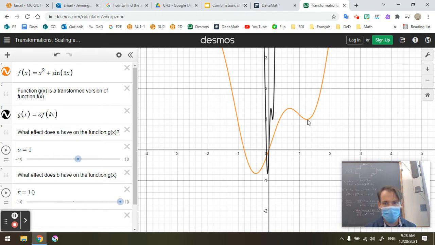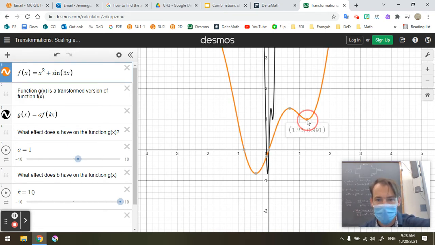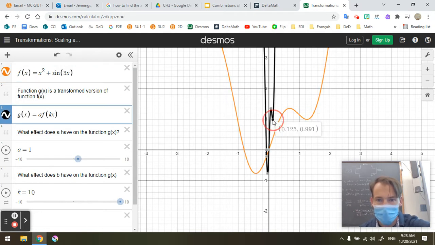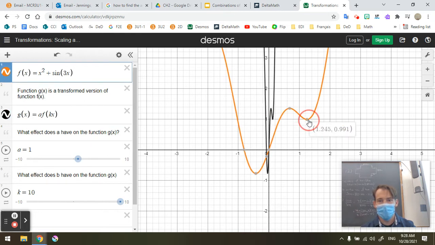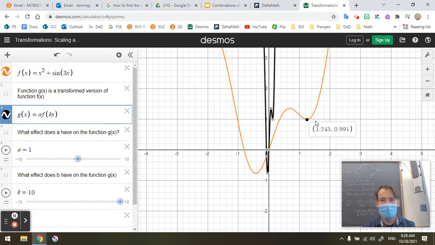Now look, see this little point there? It's a little bit bigger than 1. And then over here, this point is 0.125. Over here it was 1.25. Now it's 0.125. It's now 10 times closer to the y-axis. It was squeezed horizontally by a factor of 10.